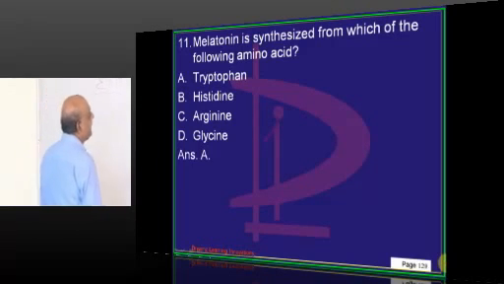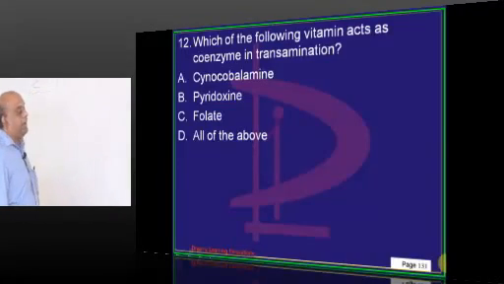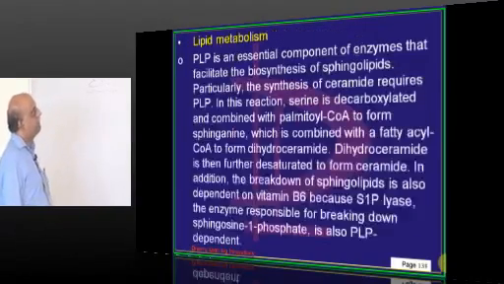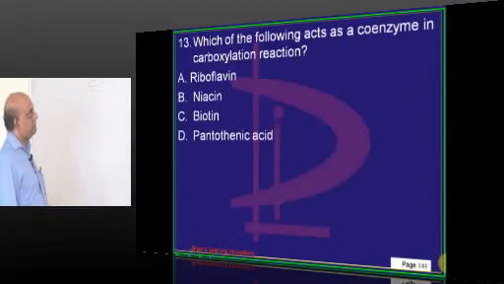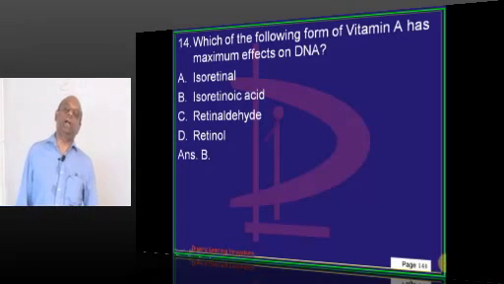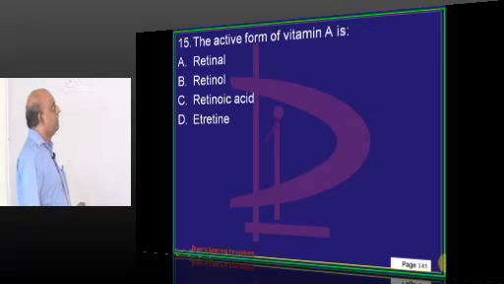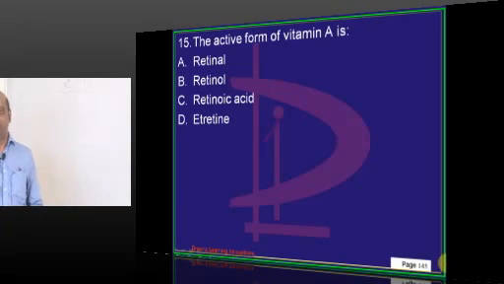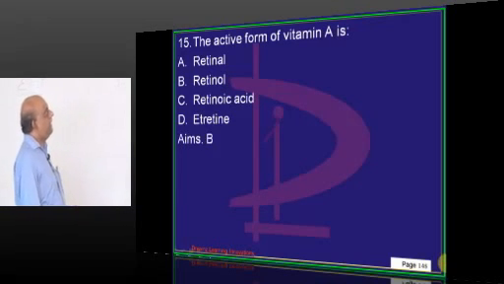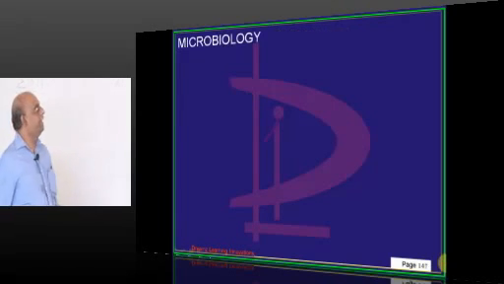So melatonin is synthesized from tryptophan. Transamination requires pyridoxine. Then carboxylation reactions, we have biotin. Now the vitamin A of all the various forms, it is the isotretinoic acid which is most active form, which has an action on DNA. That's the reason we use all-trans retinoic acid, ATRA, in the clinical management of APML, acute promyelocytic leukemia. Then it is retinol, which is the active form of the vitamin A.